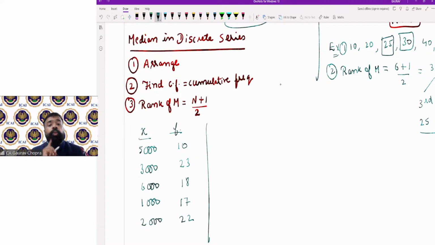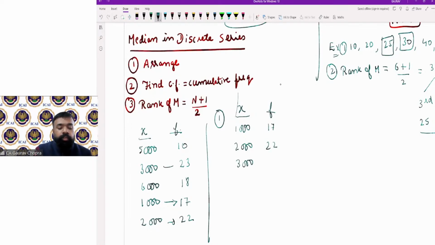Now, according to the format, what is the first step? The first step is to arrange the series. So arrange according to X. X की सबसे smallest value is 1,000. So take 1,000. What is the respective frequency of 1,000? It is 17. Next value is 2,000, frequency is 22. Then 3,000, frequency is 23. Next is 5,000, 10, then 6,000, it is 18. This is the first step.